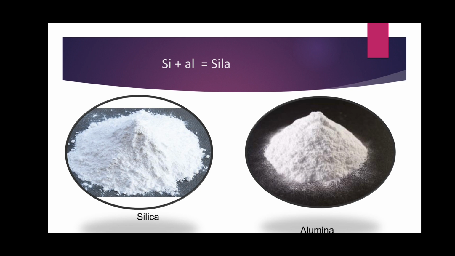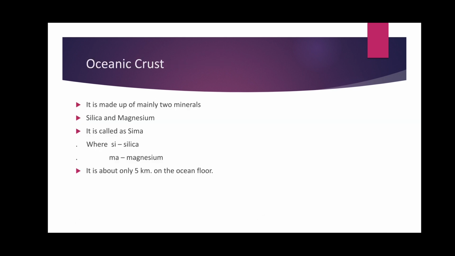Now this silica is used in chemical industries and glass industries. Alumina is also used to manufacture plugs, taps and many things. Okay, so that was all about the continental crust. Next is oceanic crust. Now it is made up of again two minerals, silica and magnesium. Okay, so it is called Sima, where Si again means silica and Ma means magnesium.